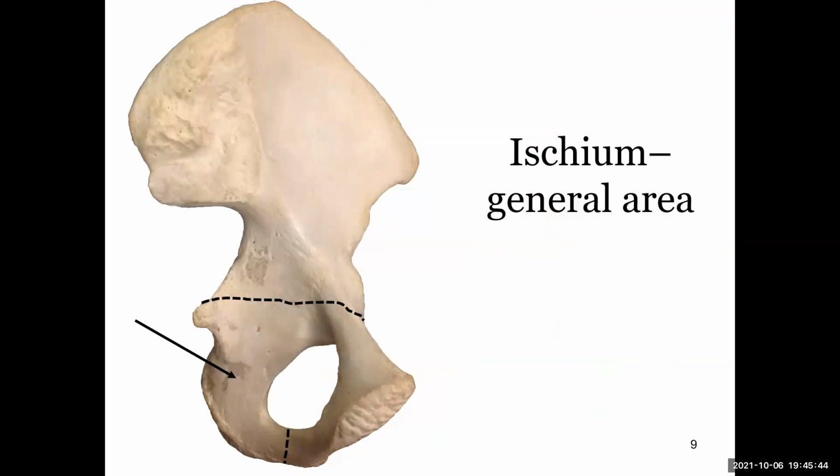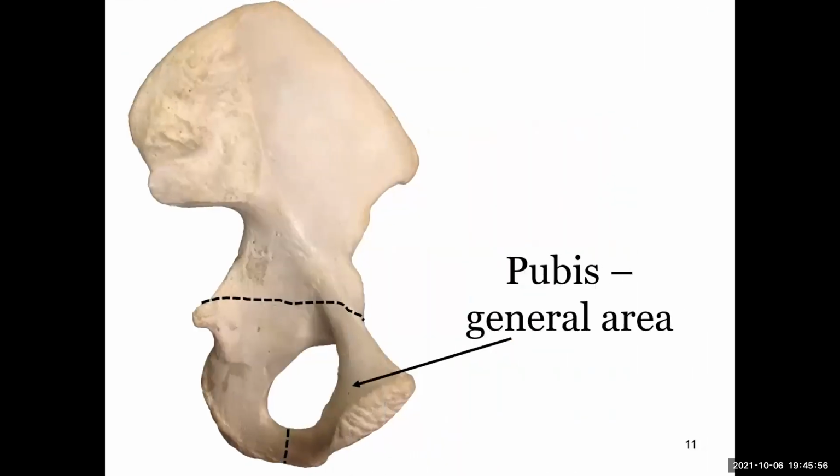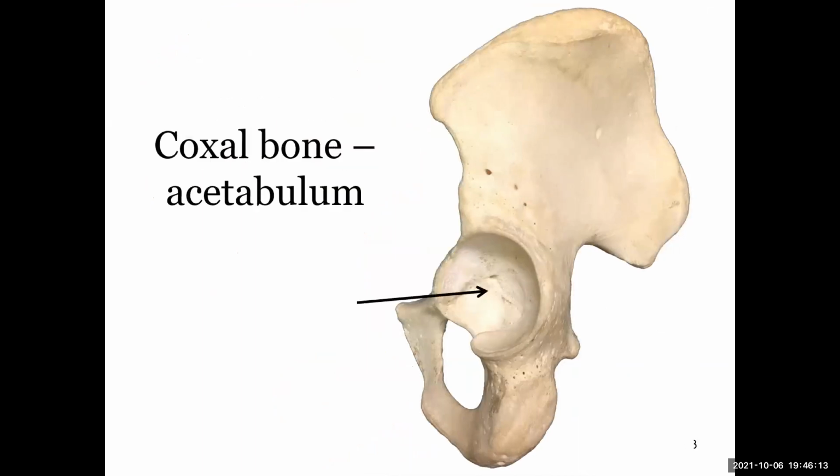And then finally, the last part of the os coxa is going to be the pubis. And that's going to be the inferior anterior portion of the os coxa. And here you can see it from the medial side. So you want to be familiar, okay, with which side you're looking at and all these different points of view here. Okay, so now we're going to go through all of the different landmarks here of the os coxa.